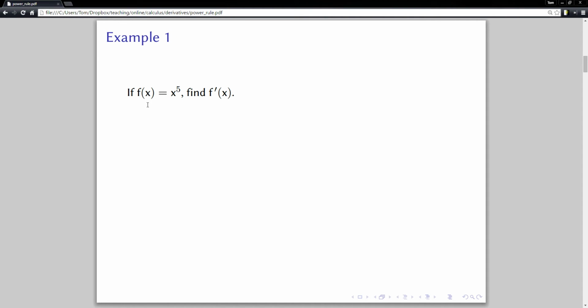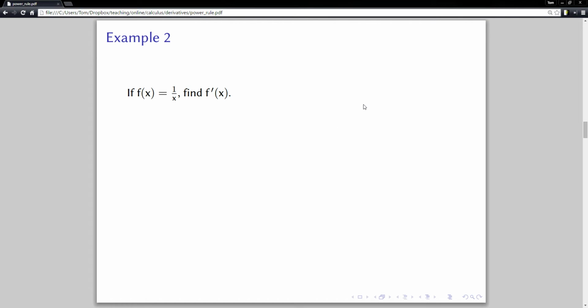In the first example, it's pretty easy. We have x to the 5th power, and that is a power function. It's x to some number power, so we can use the power rule to take the derivative. What we're going to do is bring the old power down, so this 5 that was up in the exponent will come out in front, and then we subtract 1 from the power, so 5 minus 1. Of course, you can simplify that to 5x to the 4th power. So the derivative of x to the 5th is the function 5x to the 4th power. Pretty straightforward.